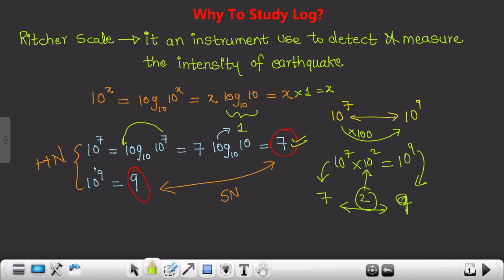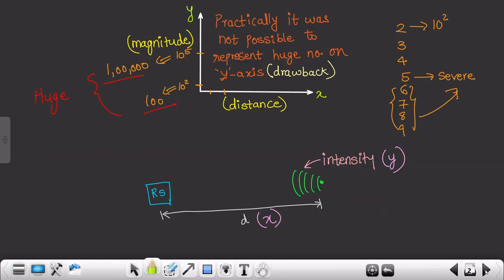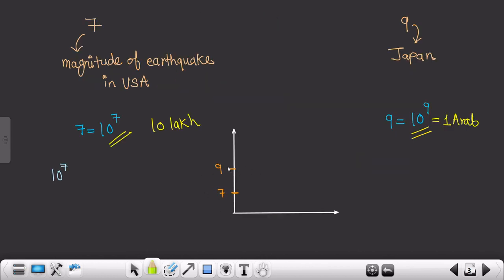Similarly, the earthquake which happened in Japan was 10 raised to 9, so rather than writing 10 raised to 9, we wrote it as 9, obviously by using log. And now what we concluded in this particular video, just 3-4 minutes back we were unable to represent 1 lakh, 10 lakh and 1 arab on the y-axis. So rather than representing such huge numbers on the y-axis, we made use of log, and then we converted this huge number into shorter or smaller values, that is 7 and 9.